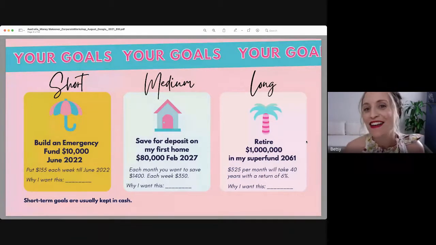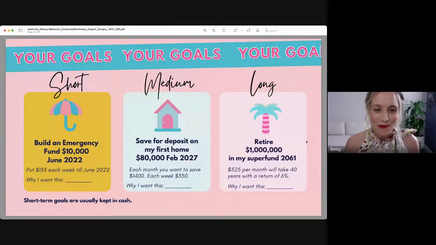Now, I'm going to give you a little spoiler for something that you'll talk about in the investing workshop, but short-term goals, we don't invest money in order to achieve the short-term goals.